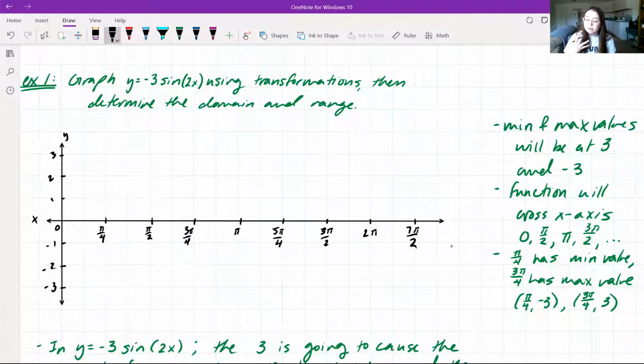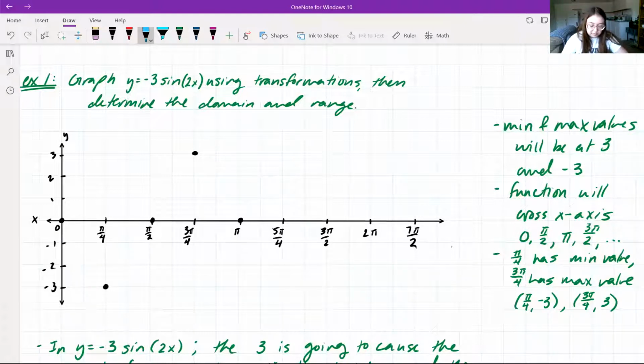So we know that our function is still crossing the x-axis at 0. We know that that is happening. Then we know that pi over 4 is going to have the minimum value of -3. So our next point will be right here. Then we're going to cross the x-axis again, pi over 2. Then we have a maximum value at 3 pi over 4, +3. And we cross the x-axis again at pi. So let's connect these dots.